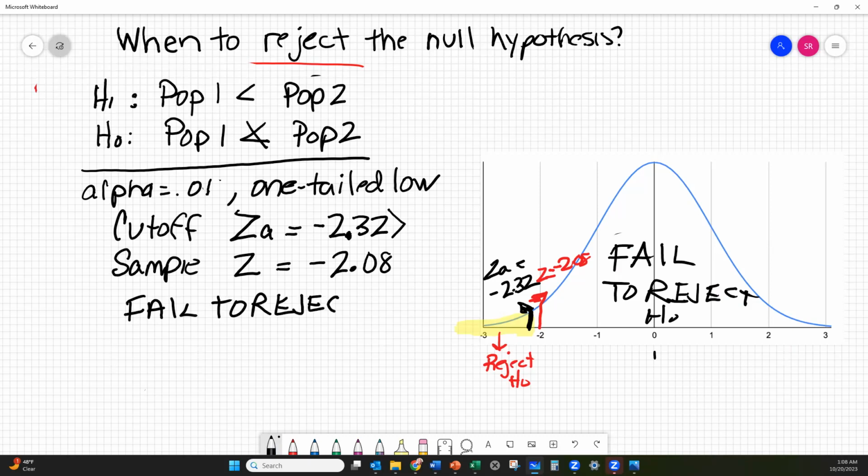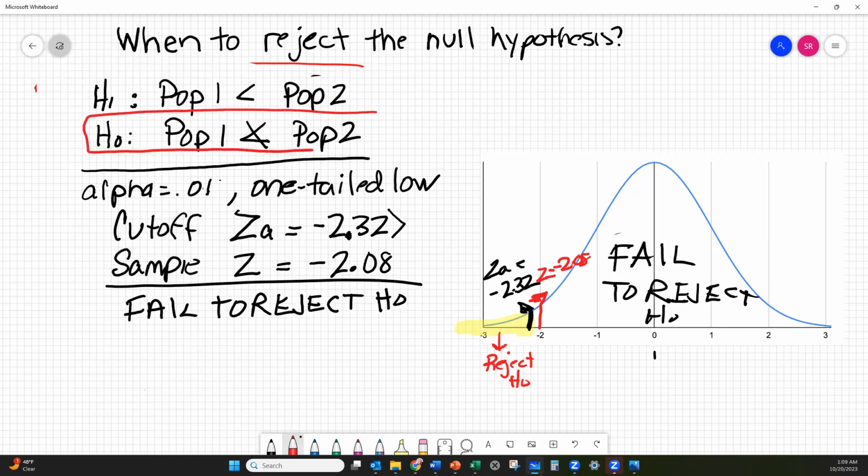Our sample score was not extreme enough to allow us to reject. And so this is a non-significant result. The null hypothesis stands. So if we don't reject it, the null hypothesis wins, and the researcher says this is not significant.